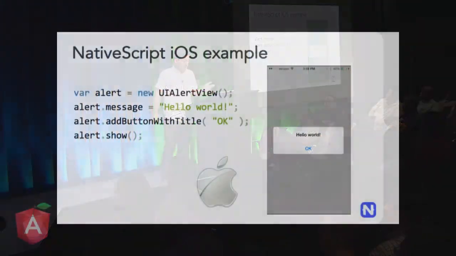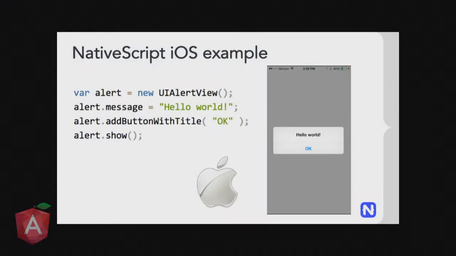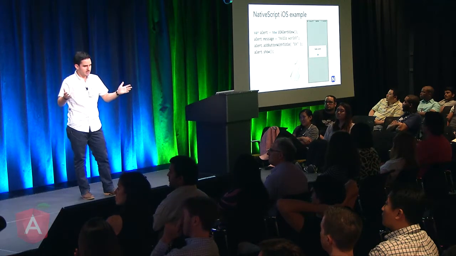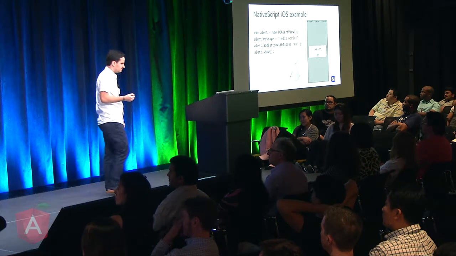The same can be said for iOS. We can create an instance of a UI alert view if we wanted to. Of course, the idea is to build it in a cross-platform way, and we'll take a look at that later. But you can, at any time, create an instance of a UI alert view, set the message property on it, invoke the add button with title method on it, and invoke the show method, and of course, show that alert.